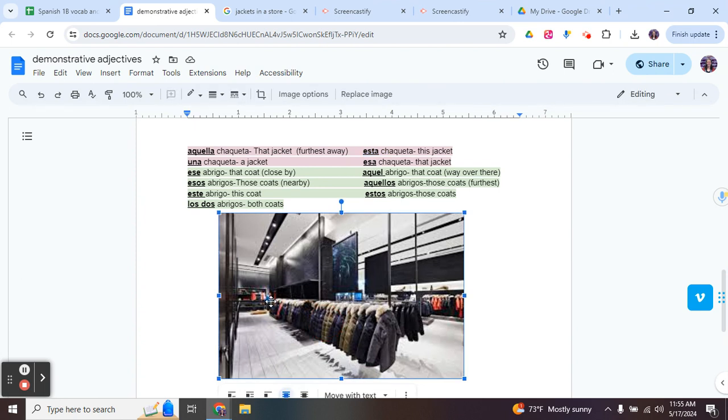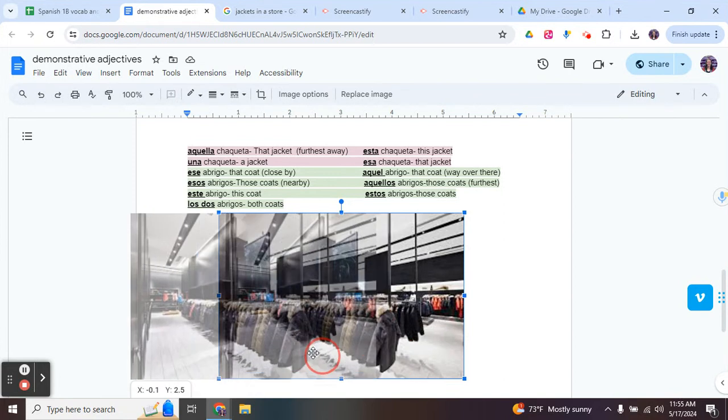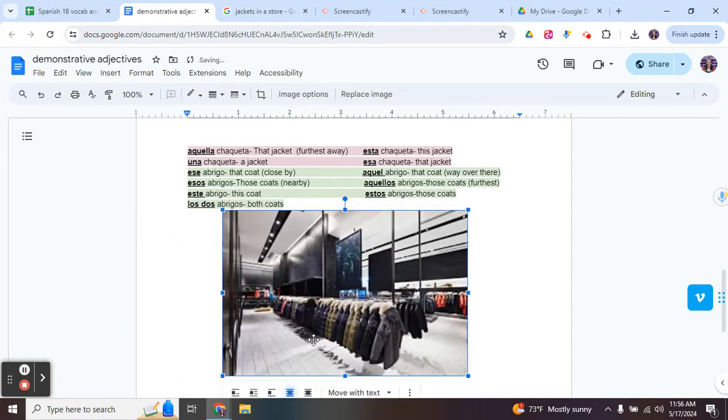No, me gusta aquella chaqueta. ¿Te gusta esta chaqueta? Sí, right? So this is esta, this one right here. This is esa, that one that's still close by, but over there. And aquella chaqueta is the one that's way down there. Now, if I wanted to say te gusta una chaqueta, that could be any jacket in the whole place, because I'm just saying a jacket.